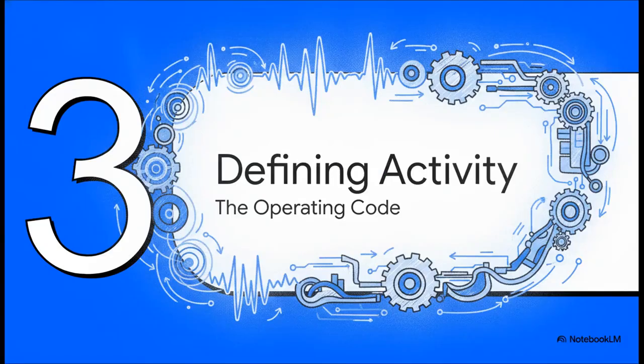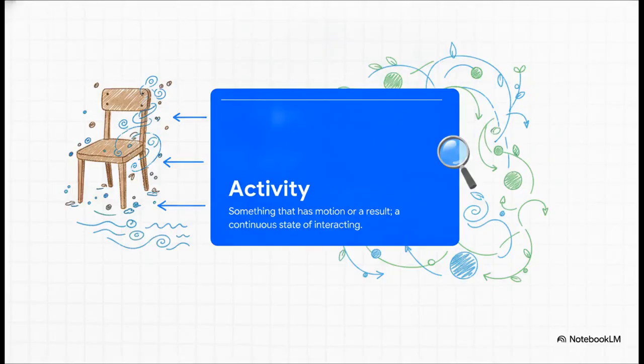Now that we know what the orders actually are, let's shift our focus to how they operate. Section 3, defining natural activity, the operating code. Every single unit in these orders has an operating code, a constant state of activity. We define activity as something that has motion or has a result. It's the continuous state of interacting with the environment.